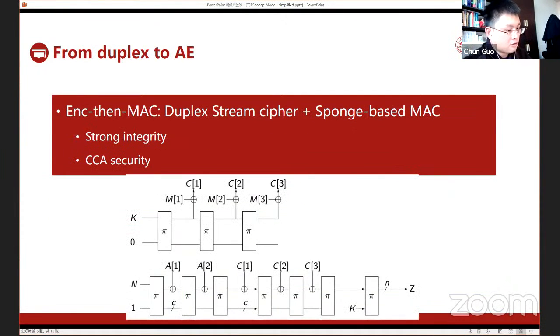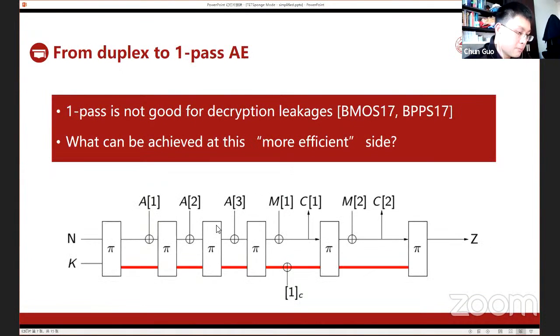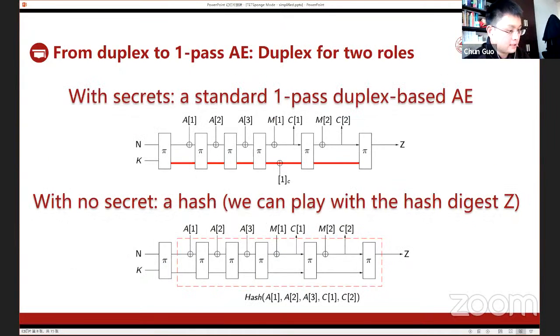We can then use the encrypt-then-MAC composition to build a two-pass duplex-based AEAD, but for better efficiency, we may prefer one-pass designs. The one-pass is not good for decryption leakages. So the question is, if we insist on one-pass, what can we achieve? Regarding this, we note that when the internal state has not been recovered, the duplex functions as a normal standard one-pass AEAD. And when the internal states have been fully recovered from the leakages, it collapses to a keyless crypto hashing, leaving a secure hash digest that we can do something with.